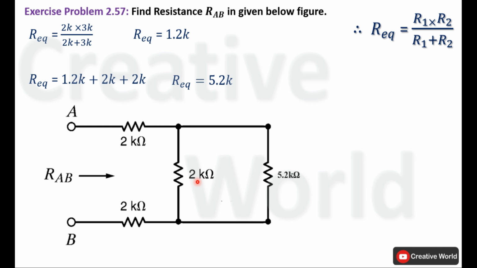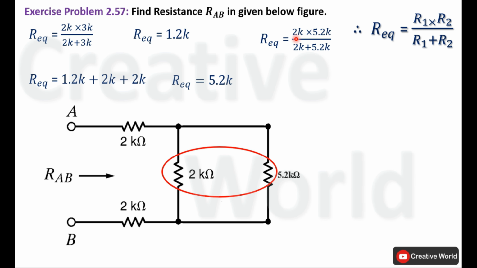Now this 2 kilo ohm resistance and 5.2 kilo ohm resistance are converted into a parallel connection. Again we will use this formula to calculate the value of their equivalent resistance. In this case, R1 will be 2 kilo ohm and R2 will be 5.2 kilo ohm. Place values inside this equation. 2 kilo ohm multiplied by 5.2 kilo ohm divided by 2K plus 5.2K.